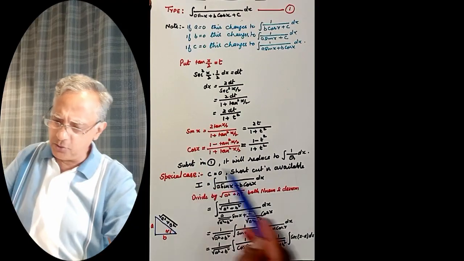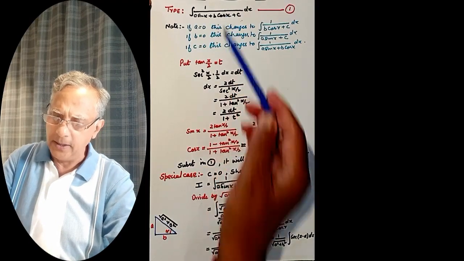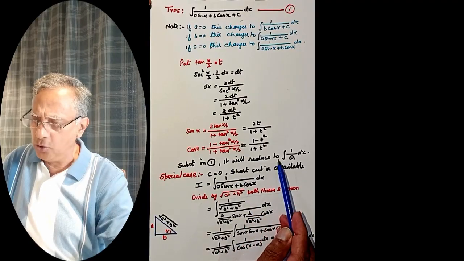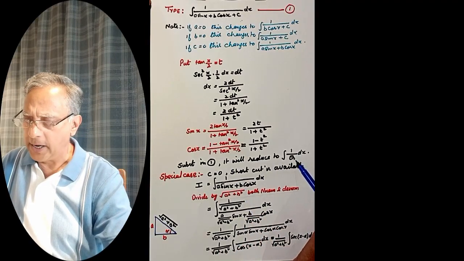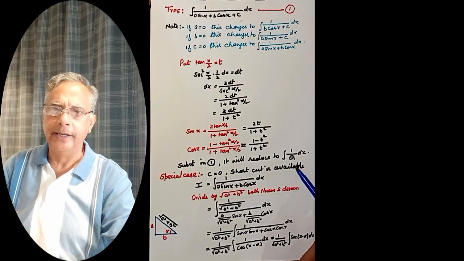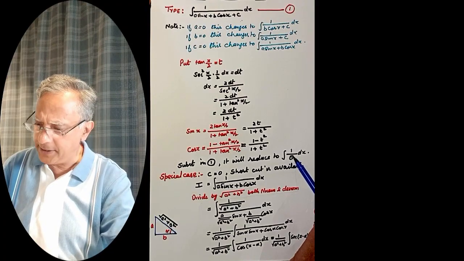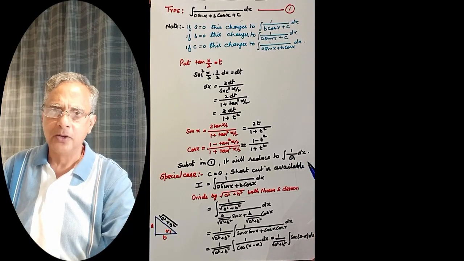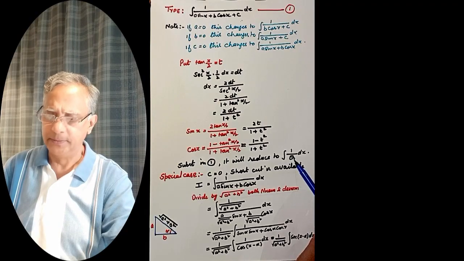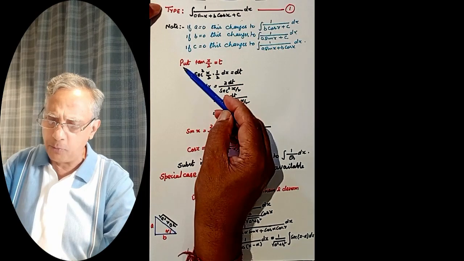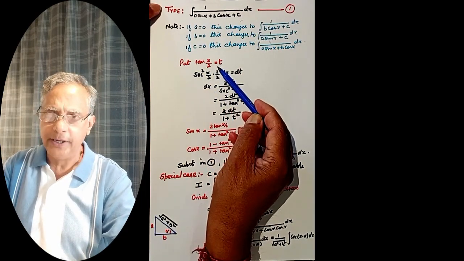Now substitute these values in 1. It will reduce to the form 1 over quadratic dx, and this we know how to integrate. What we do is we write this quadratic as sum or difference of two perfect squares and use the appropriate formula. So whenever we see a question of this form, we will put tangent x by 2 equal to t.